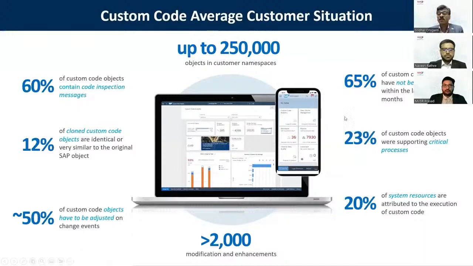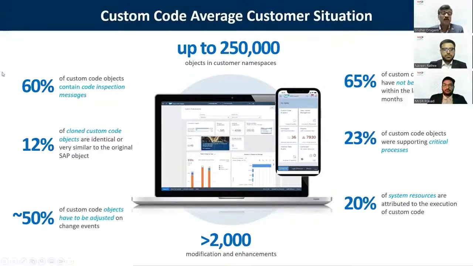But incidentally, 65% of the custom code objects here are not really being used. Very unfortunate. What it also showcases is that many of these custom code objects probably are not needed, or were written at that point in time, and in subsequent releases of SAP systems, probably those were given as standard business process by SAP, and those may have been adopted by customers. So that is an overwhelming number, 65% of the custom code objects.